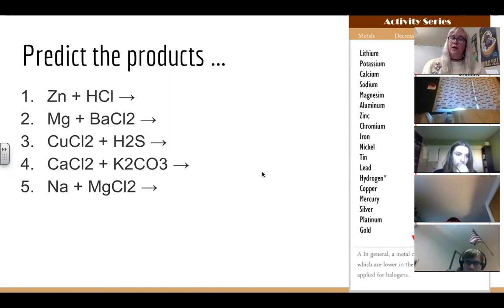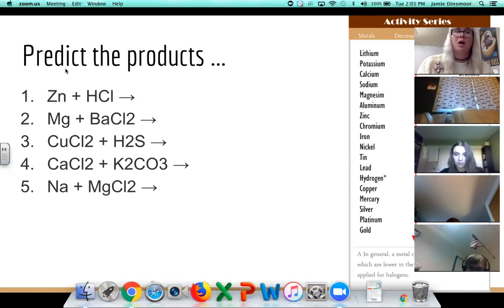Okay, so Logan is suggesting something. Well, that's an interesting suggestion, Logan, but remember, in a single replacement reaction, metal will replace metal. So chlorine will never be left by itself. So first, let's identify our metals. We have magnesium and we have barium. Now, barium's not on this list, right? So I need a bigger activity series to be able to answer this one.